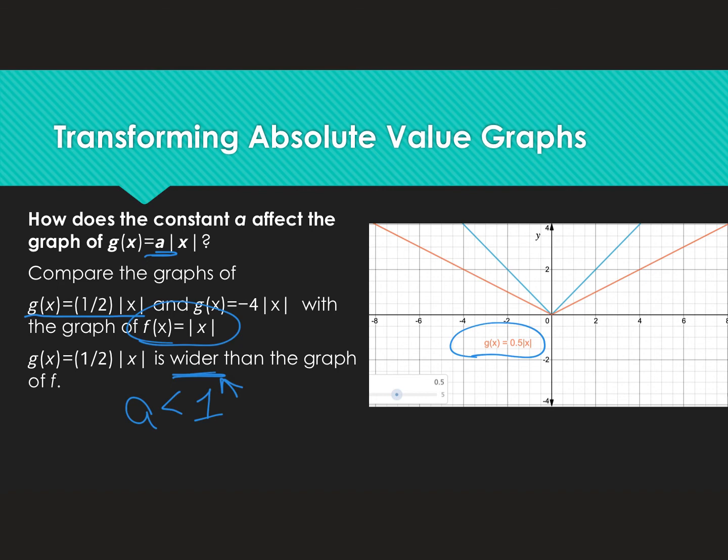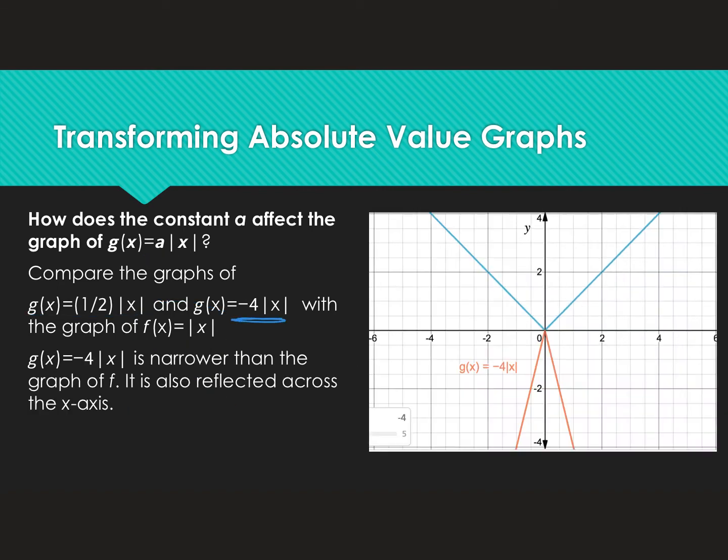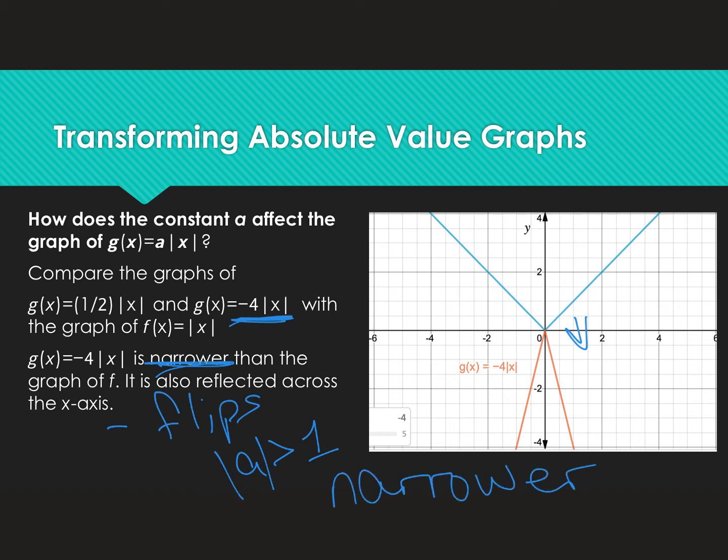So now let's look at this other version. a is negative and its absolute value is greater than 1. Notice what happens. The negative flips it upside down. That's what the negative does. Negative flips it, remember, so that it opens down. And it is narrower. So when the absolute value of a is greater than 1, it is narrower. Does that make sense? It makes it more narrow, just like we saw in our parabolas.